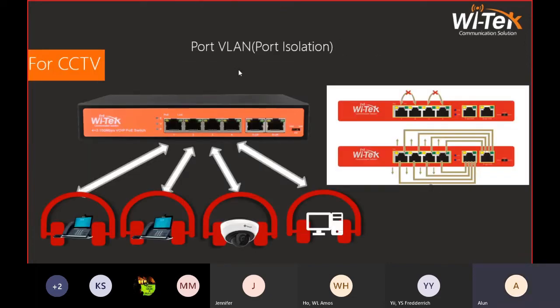And at VLAN mode, actually we call it the port VLAN function. It can also be called port isolation, because at this mode, different PoE ports cannot talk or send messages to each other, they can just send the data to the uplink port. So it will protect the different PoE port devices.